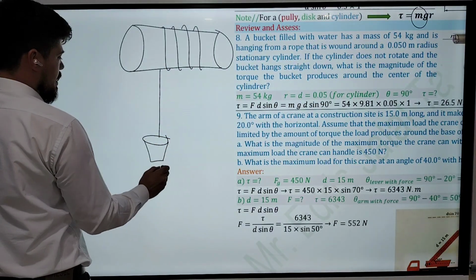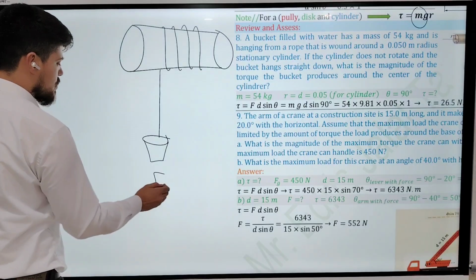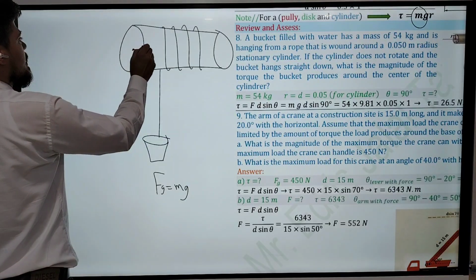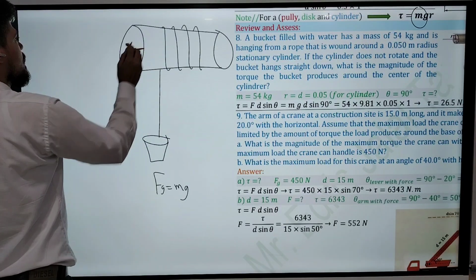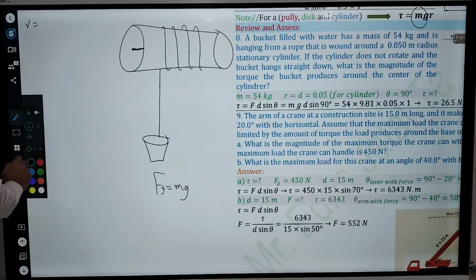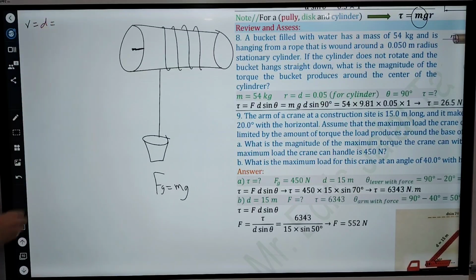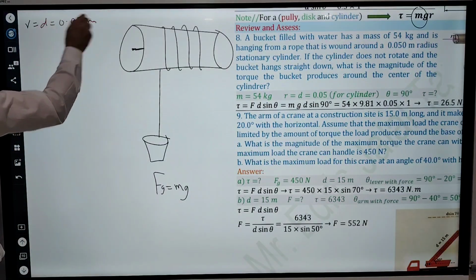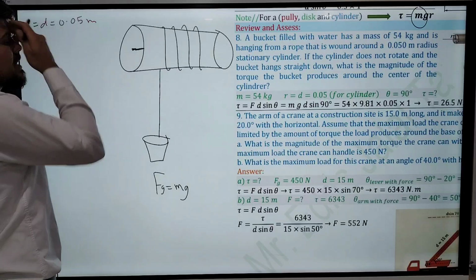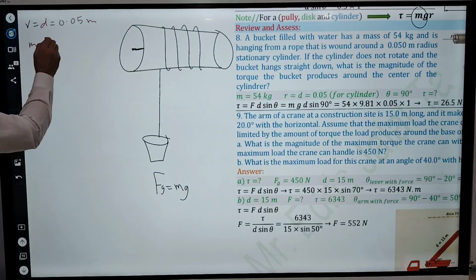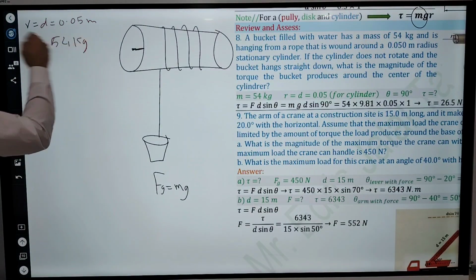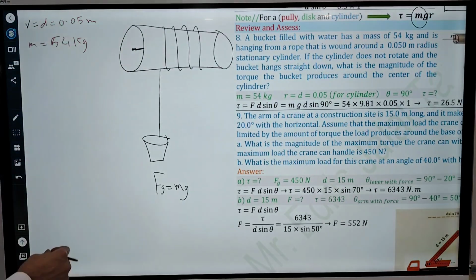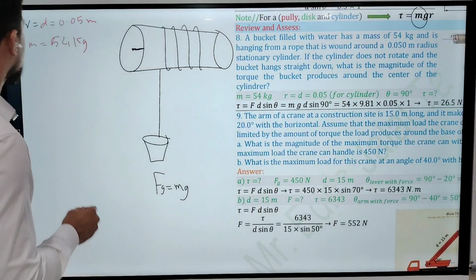So this is the bucket. So this bucket is moving downward because of the gravitational force, which is equal to mg, okay? And the radius or the distance of the cylinder from the axis of rotation, r, which is equal to d, is equal to what? 0.07 meter. So this is radius, or this is the distance from the axis of rotation, okay? Mass of the bucket, 54 kilogram, okay? If the cylinder doesn't rotate and the bucket hangs straight down, what is the magnitude of the torque?